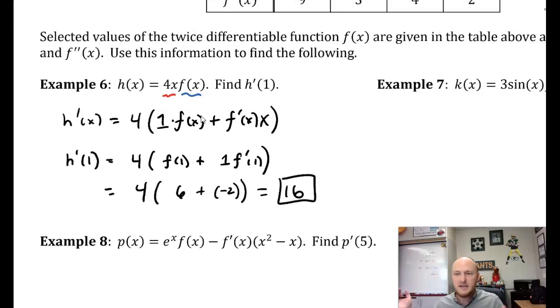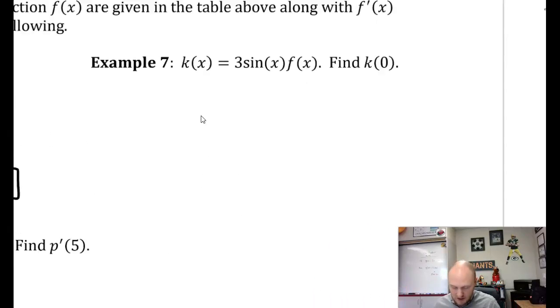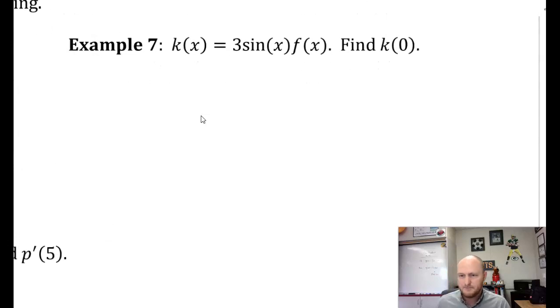Not too bad. It's the same thing, it's just we're also using a table to find the information. Okay, example number 7. K of x is equal to 3 sine of x f of x. Again, this multiplier, that's just going to hang out front, okay? And then my second function is f of x. Okay, so they say find k of 0.